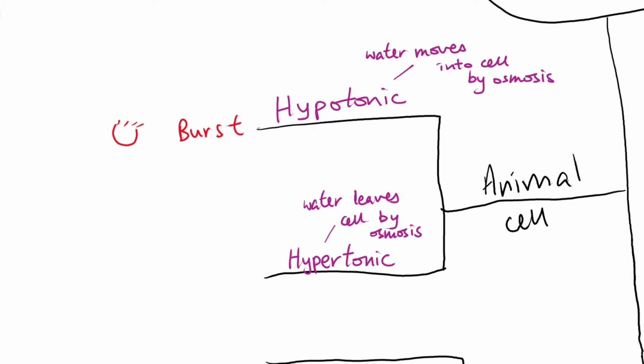Now, because the water is leaving the cell by osmosis in a hypertonic solution, for an animal cell, it just becomes shriveled up. So it kind of loses its shape and it becomes smaller, and it doesn't retain the same circular round shape that it might have. So animal cells in these two different solutions would either burst or shrivel. So the best thing is actually having the right amount of water in the bloodstream to make sure that your cells don't burst or shrivel up.